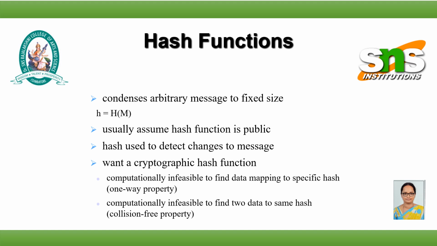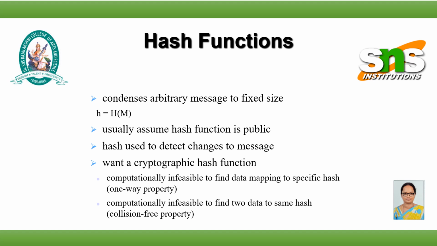For an arbitrary message m, the fixed-size output is h equals H of m. It is usually assumed that the hash function is public, so it is visible to everyone. Hash is used to detect changes to messages. A cryptographic hash function needs to be computationally infeasible to find data mapping to a specific hash, and computationally infeasible to find two data mapping to the same hash. This is the collision-free property, so it uses these two properties.